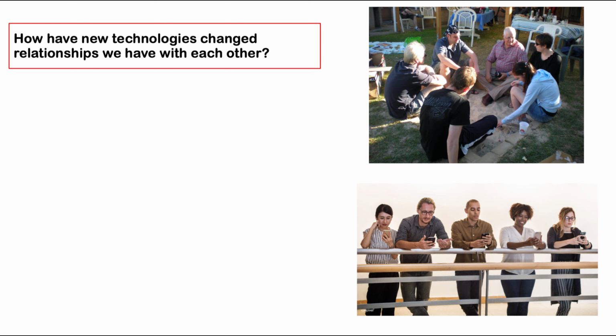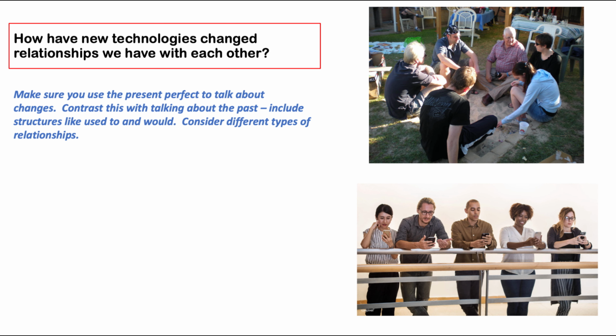How have new technologies changed relationships we have with each other? Make sure you use the present perfect to talk about changes. Contrast this with talking about the past. Include structures like used to and would.